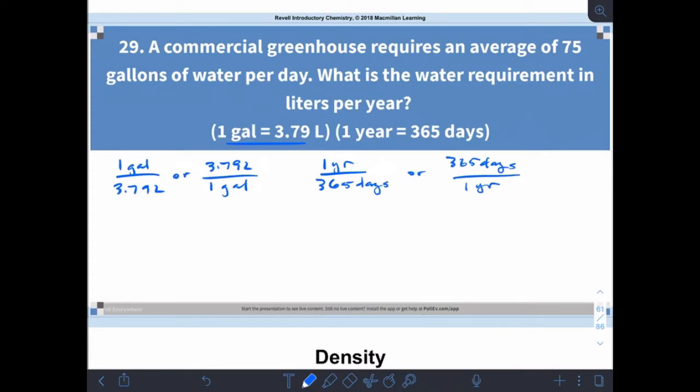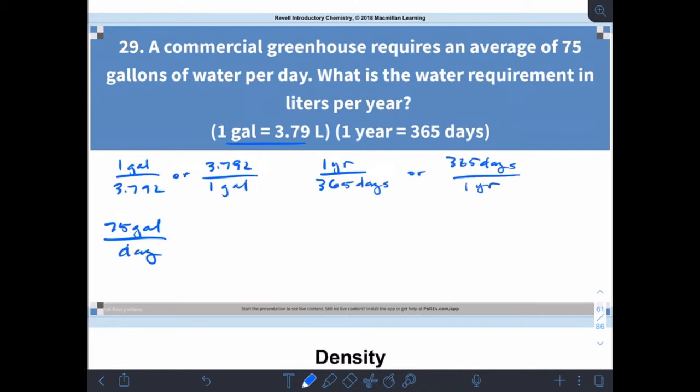All right, so I'm going to start with my given information, which is 75 gallons per day. And I'm going to work this problem in one continuous thing. As a reminder, you can work this one step at a time. You don't have to do this as one long continuous chain. But in the interest of efficiency, I'm going to go ahead and work this as one continuous chain.